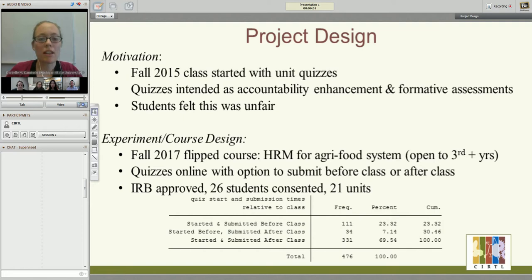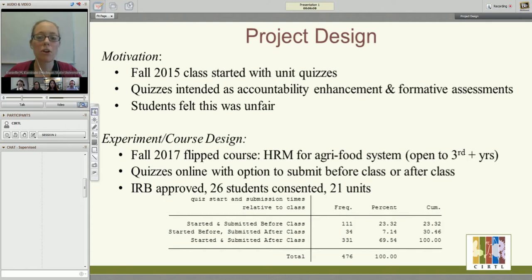Because this is planned in advance, I've received IRB approval, which also requires that students consent to being included in the study. So the data that I'm using with their grades and their performance, as well as their mid-semester surveys, which every student was responsible for submitting. But of the 31 students in the class, 26 then consented to participation.